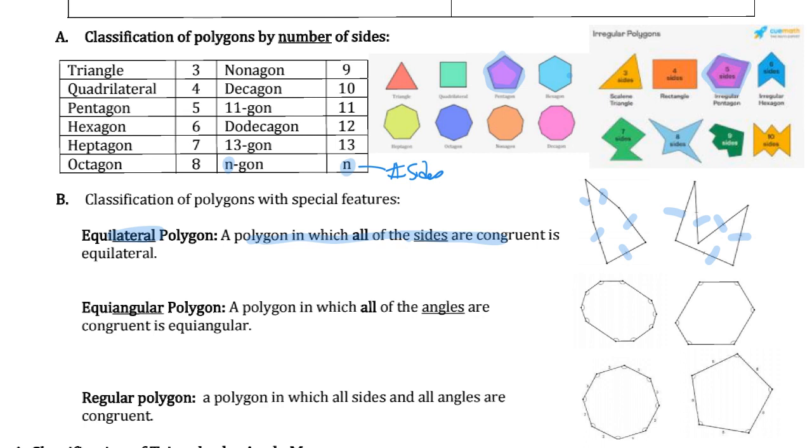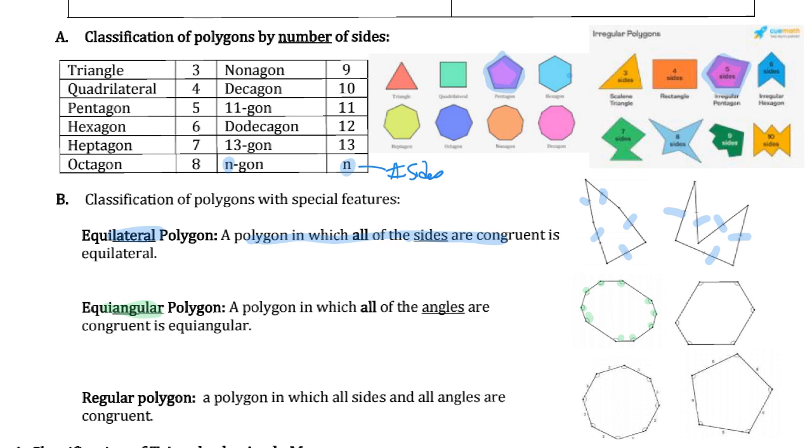Equiangular means that all the angles of the figure are going to be equal. And so this would be equiangular. As you can tell, just because the angles match doesn't mean that the sides match. So on these bigger figures, equal angles throughout the figure is equiangular.